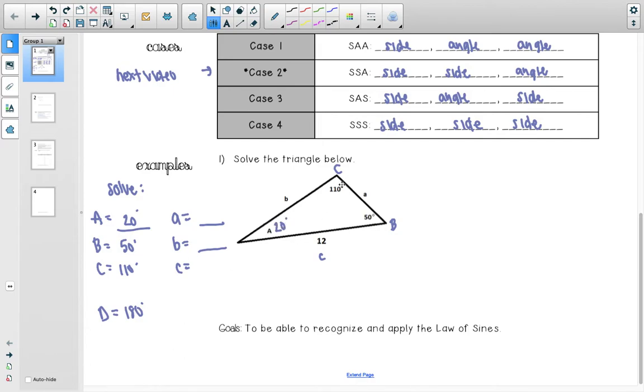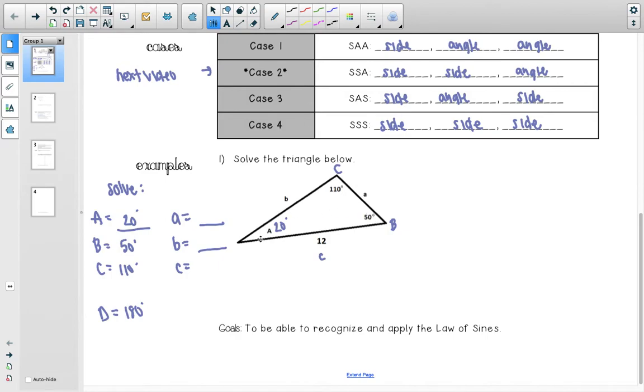And in this situation, we have angle, angle, side, or side, angle, angle. That's the information we're given. Just little pointers to check yourself, okay? The bigger the angle, the bigger the side. The smaller the angle, the smaller the side. So if we think about this logically, this is an angle of 20. Side A should be the smallest, okay?